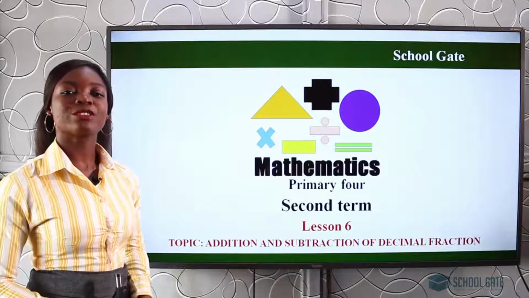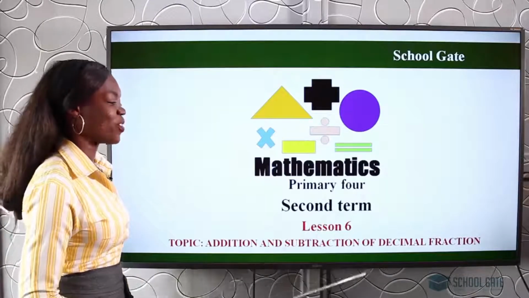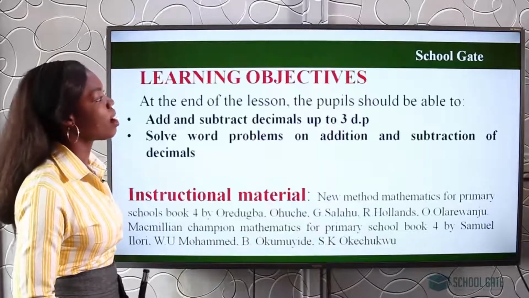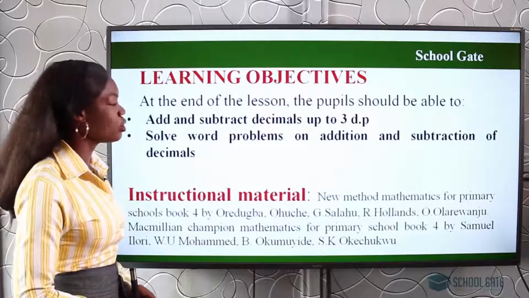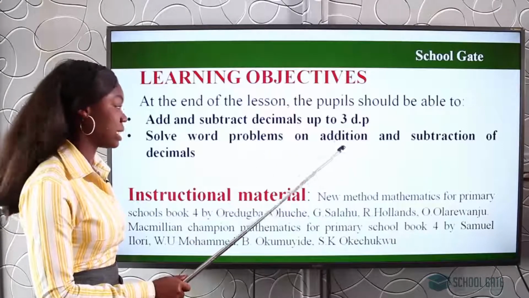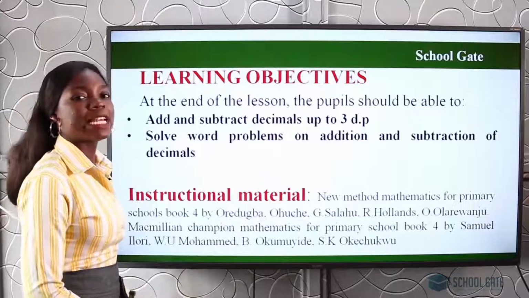Today we're moving straight to lesson 6, and our topic is addition and subtraction of decimal fractions. Our learning objectives: at the end of the lesson, you should be able to add and subtract decimals up to 3 decimal places, and solve word problems on addition and subtraction of decimals.